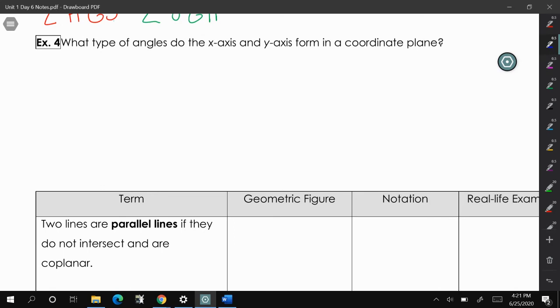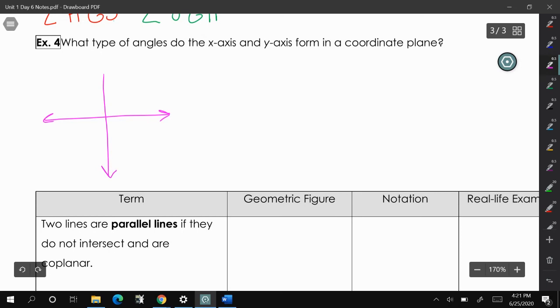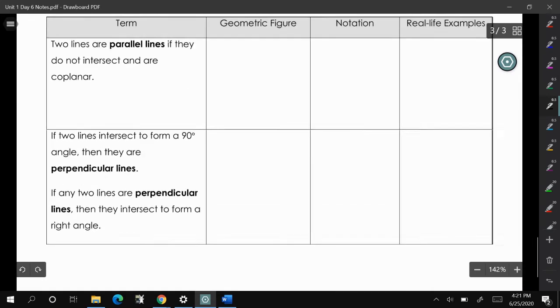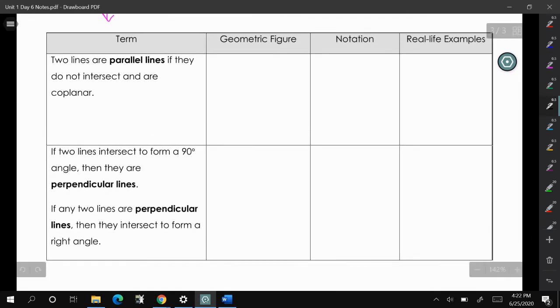All right, the last example: what type of angles do the x and y axis form in the coordinate plane? So remember, our x and y axis look like this, and they form right angles. These are perpendicular lines. We have a right angle. So they form right angles. And then we have two more definitions to talk about.